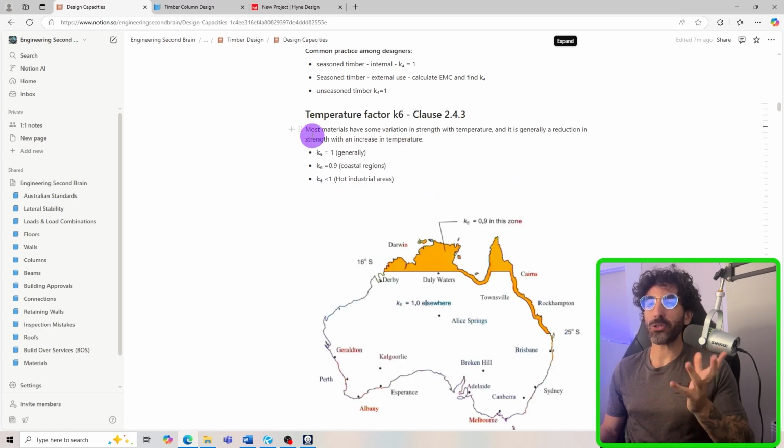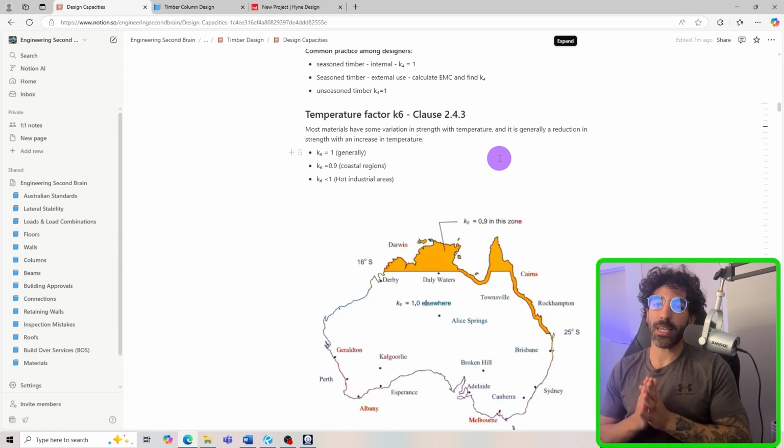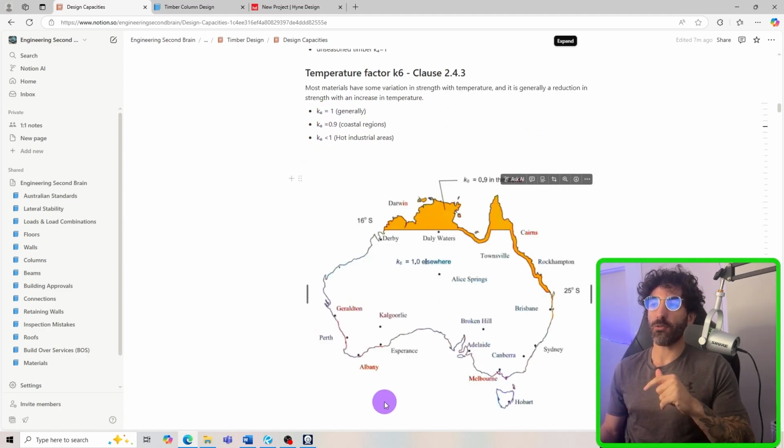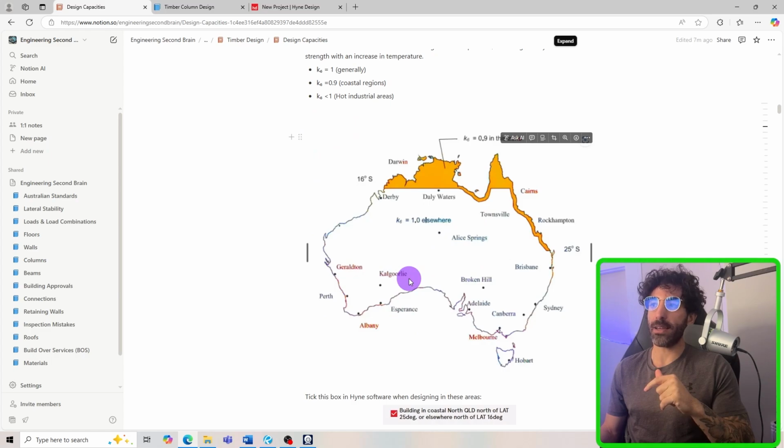Next is the temperature factor K6, which you can find in clause 2.4.3. And what you have to know is that timber gets weaker in high temperatures. So if it's wet, it gets weaker. If it's too hot, it gets weaker. K6 is 1 for pretty much most of Australia, apart from this northern part. And you can see here along the coast of North Queensland. And then K6 equals 0.9, because up there in these areas it can get pretty hot.